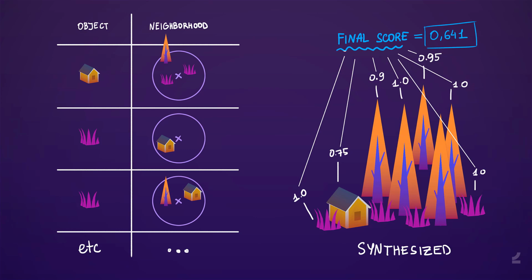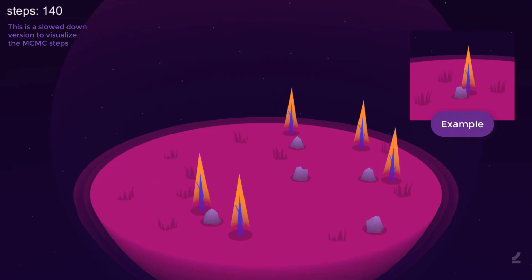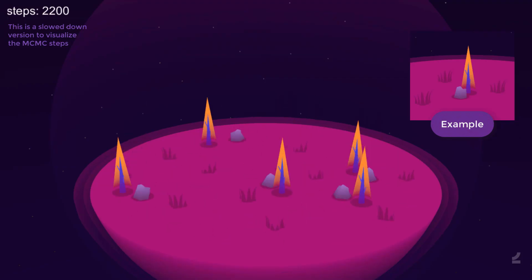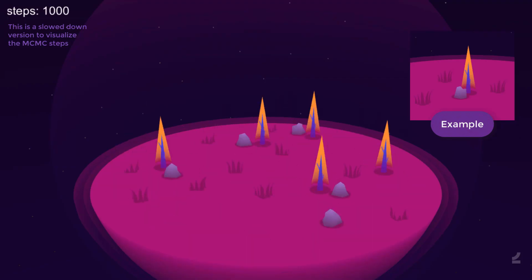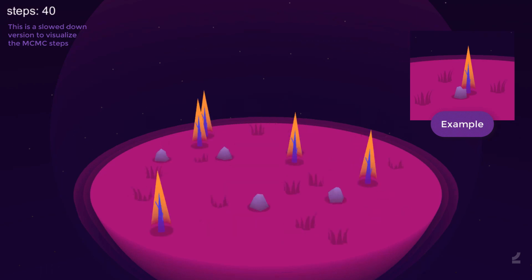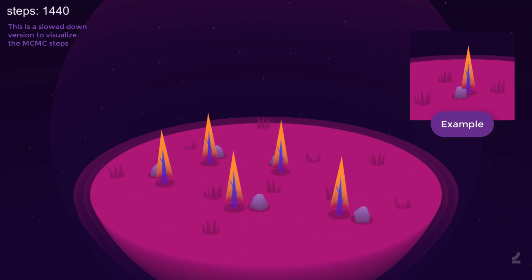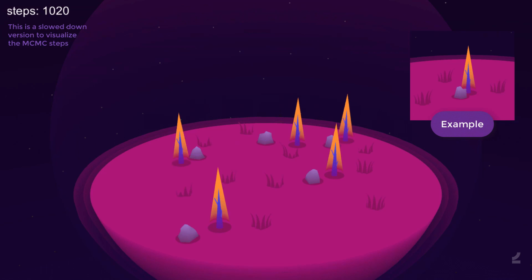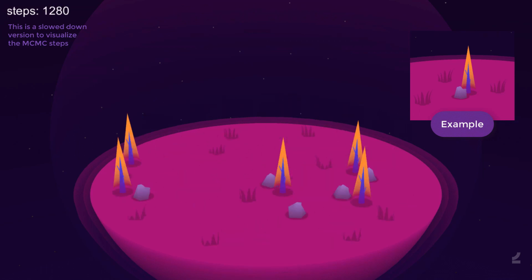I like to think of it as if every object has a preference, like the house wants to be close to the grass but far away from the tree, but the grass wants to be close to the tree, and so on. And then the final score represents how happy each object is with its neighborhood. So by moving the object around, we change how happy the object and affected neighbors are with their new neighborhoods. And we use MCMC to guide this iterative process and find such a configuration of placements that would satisfy everyone.